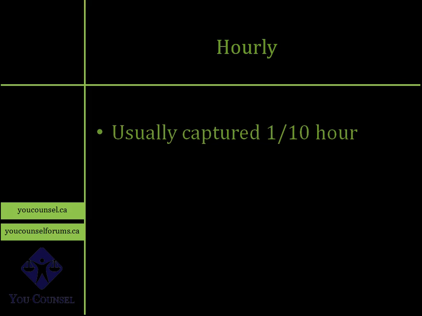So for instance, if a lawyer charges $400 an hour and works on your file for 2 hours, then the legal fees are $800 plus tax. Hourly fees are captured usually in 1/10 of an hour. So if you see a notation of 0.1 as the time entry for the lawyer, that indicates that the lawyer has worked on that specific task for 6 minutes or less.